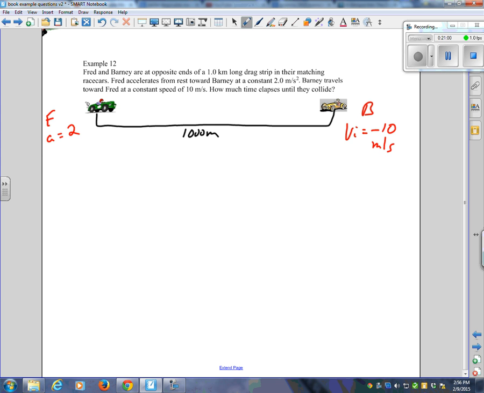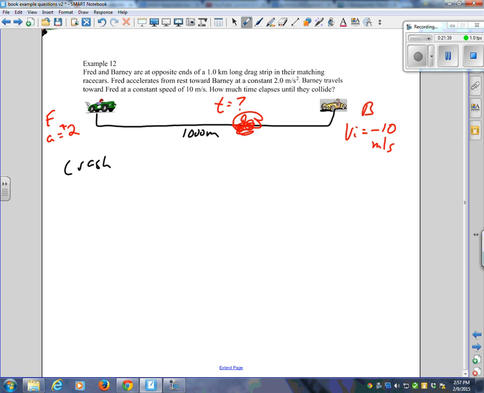Yes. So the acceleration is positive. Here the initial velocity is minus 10. How much time elapses until they collide? So we know that there is some sort of collision happening somewhere in here. Is it at the 500 meter mark? Good chance no. One car's probably going faster. Because Fred's going to be going 0, 2, 4, 6, 8, 10, 12, 14. He's speeding up real quick. He's just going slow and steady. Yeah, exactly. Or both.